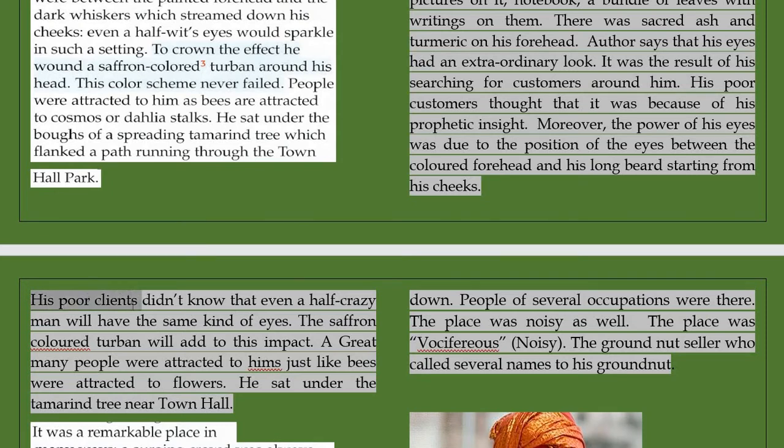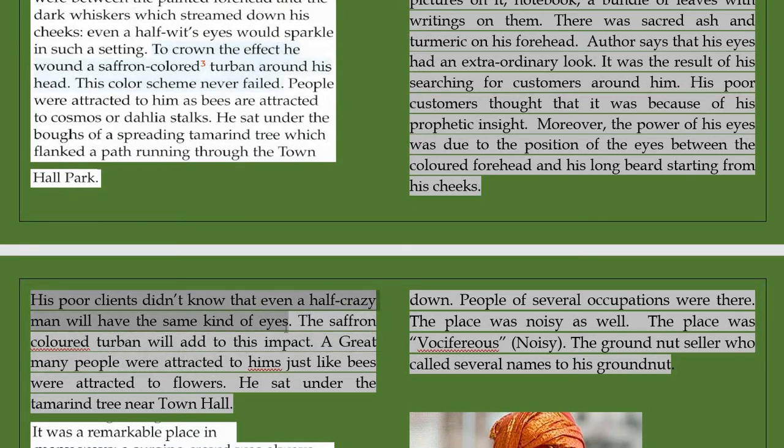His poor clients, his poor customers, didn't know that even a half crazy man will have the same kind of eyes. Narayan says that his customers thought that extraordinary look of his eyes was because of the prophetic insight of the fortune teller, but it was not so. It was only because of his searching for the customers, because of the positioning of the eyes.